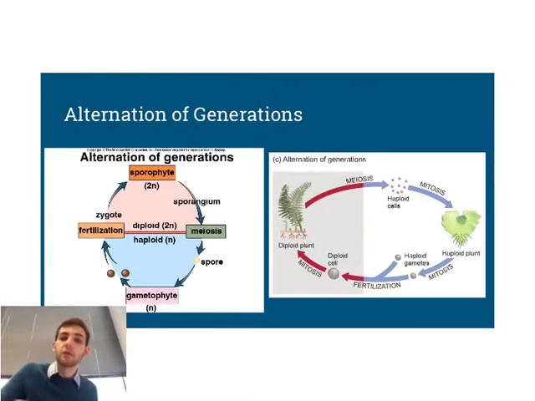And then the gametophyte, which actually produces gametes. And so there are these two phases throughout a plant's life, which is pretty unique to land plants.